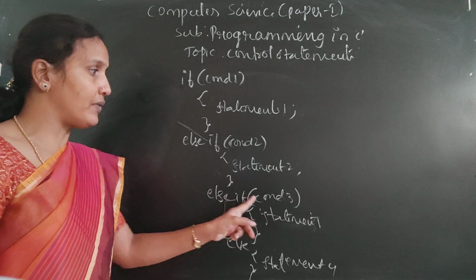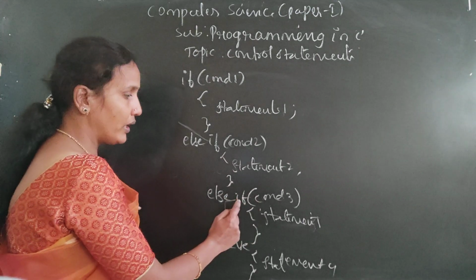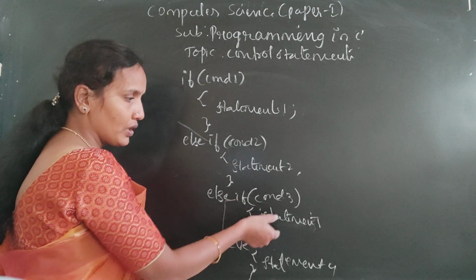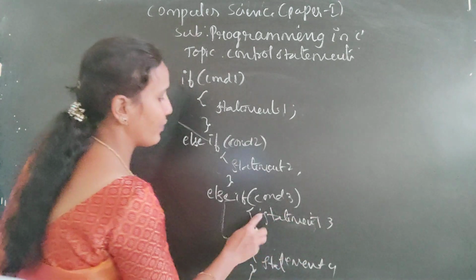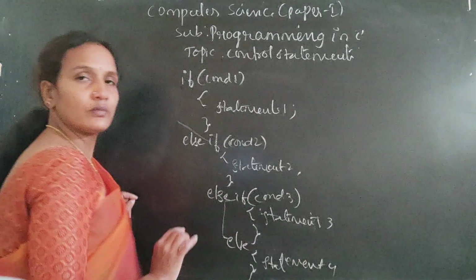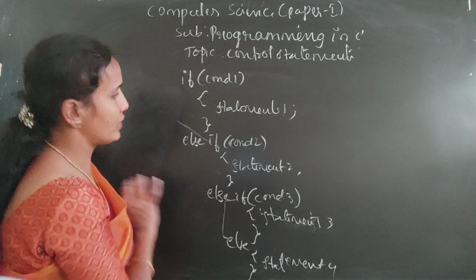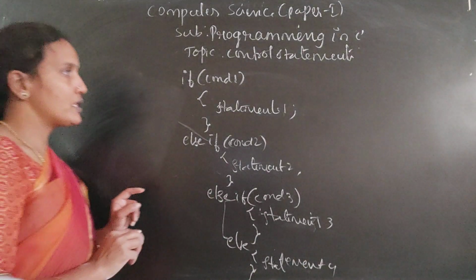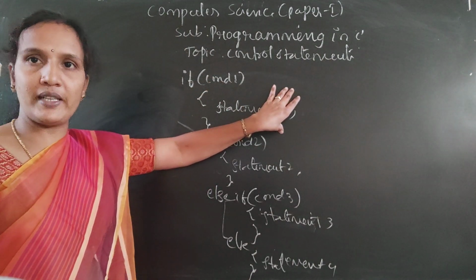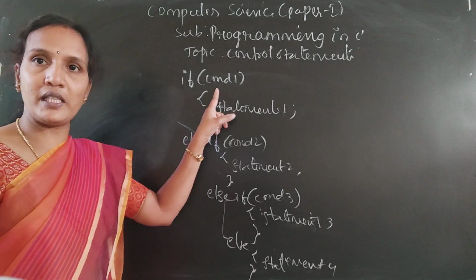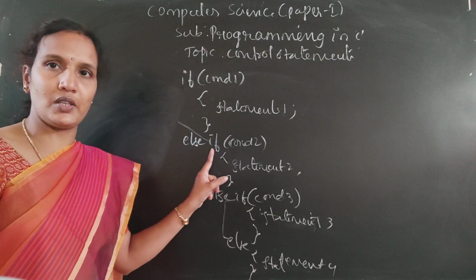If the condition is false, again we are going for the third condition. If this condition is true, this statement will be executed. For example, statement 3 here, else statement 4, and closing. That's it. Okay, see here, if condition 1 is true, statement 1 will be executed. If condition 1 is false, then we'll check the second condition.